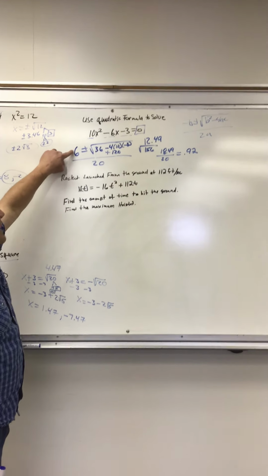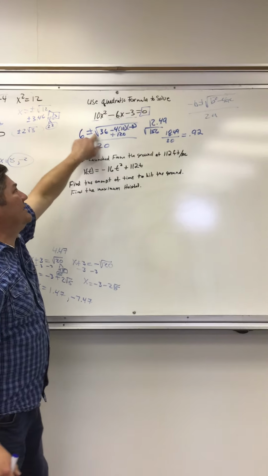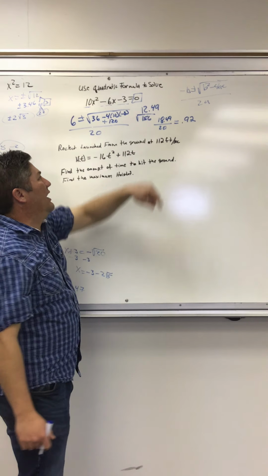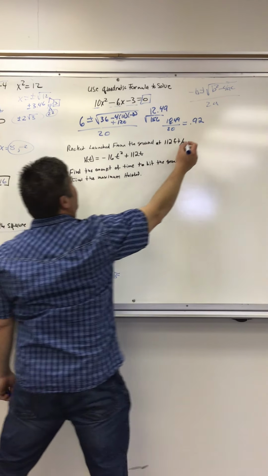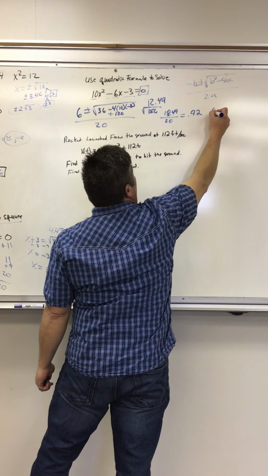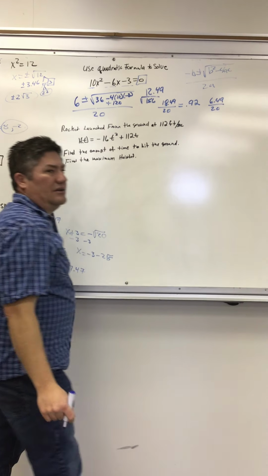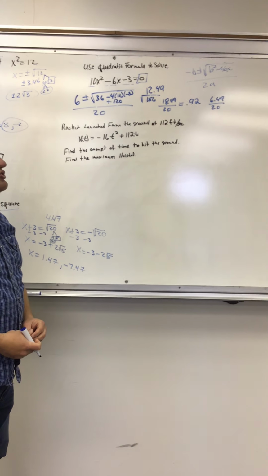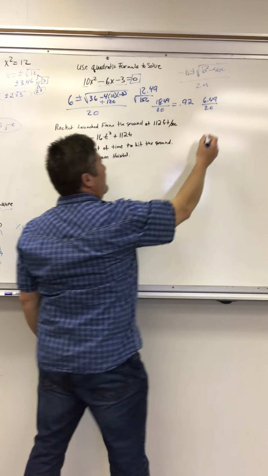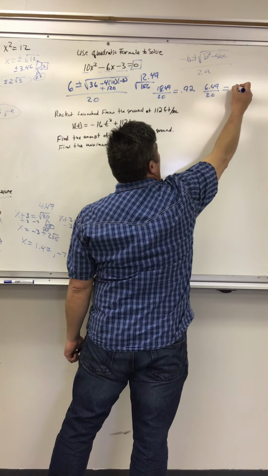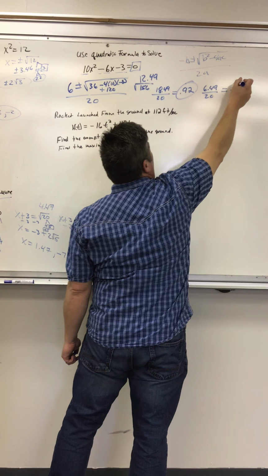Then you have to subtract. So now I do 6 minus 12.49. That's going to give you positive 6.49 divided by 20. 6.49 divided by 20 will give you 0.32. Those are your 2 answers.